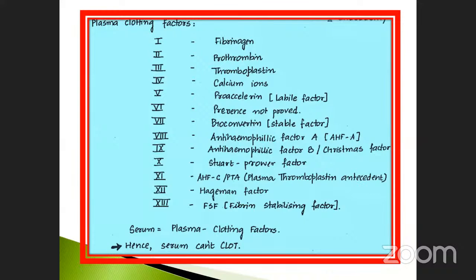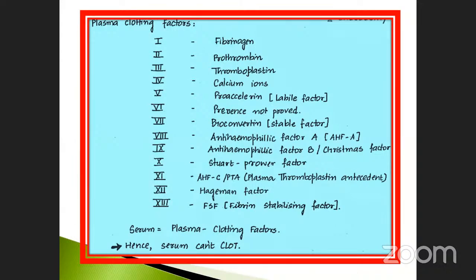This one, the 9th factor, is the anti-hemophilic factor, otherwise called B factor, AHF B. So the Christmas factor is also very, very important. And then the 10th one, Stuart-Prower factor. The 11th one, AHF C, plasma thromboplastin antecedent. The 12th factor, Hageman factor. And the 13th factor, FSF, fibrin stabilizing factor.